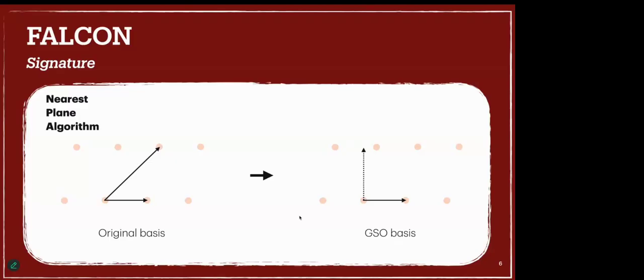This GSO basis spans a rectangle here, and what we can do is center that rectangle on our lattice point, and if we perform this operation for all lattice points, then we get a partition of the space. That is, if you take a random point in the space, you can find exactly one rectangle in which this point ends up, and compute the associated lattice point, so the center of that rectangle, if you want.